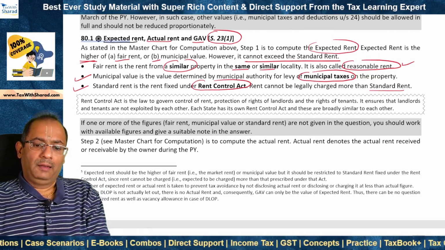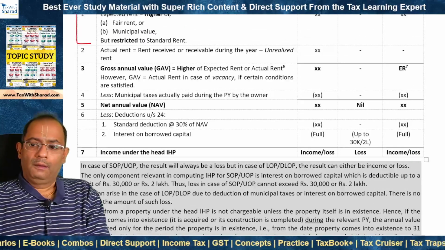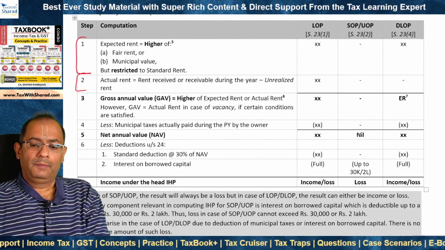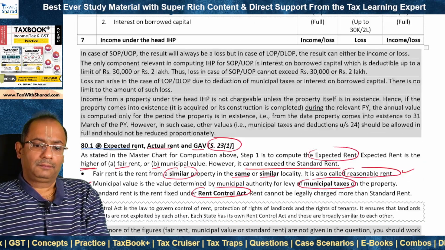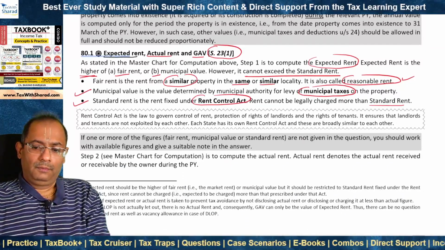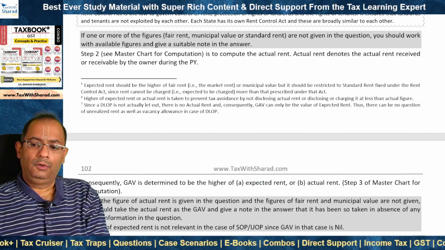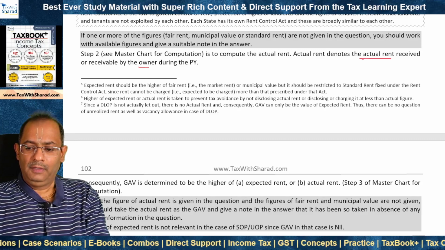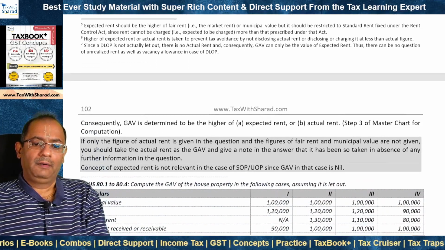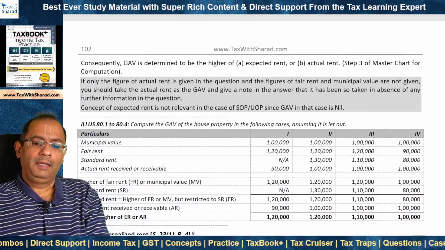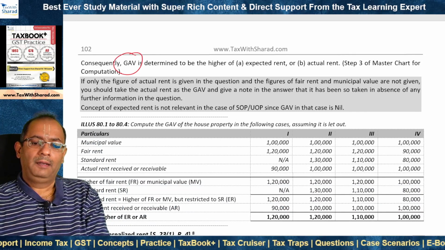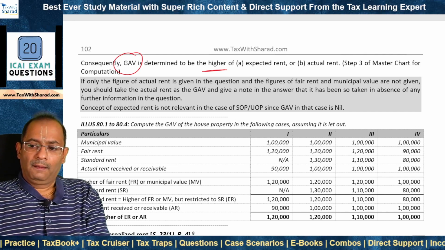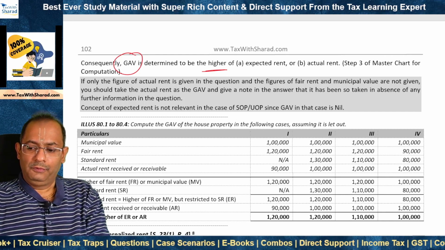Now this was step 1. What was step 2? After computing expected rent, step 2 was to compute actual rent. Now actual rent denotes the actual rent which is received or receivable by the owner during the previous year. And once we find out the expected rent and the actual rent, consequently, the gross annual value is determined, which is the higher of expected rent or actual rent. This is the amount of gross annual value which we saw in the master chart.